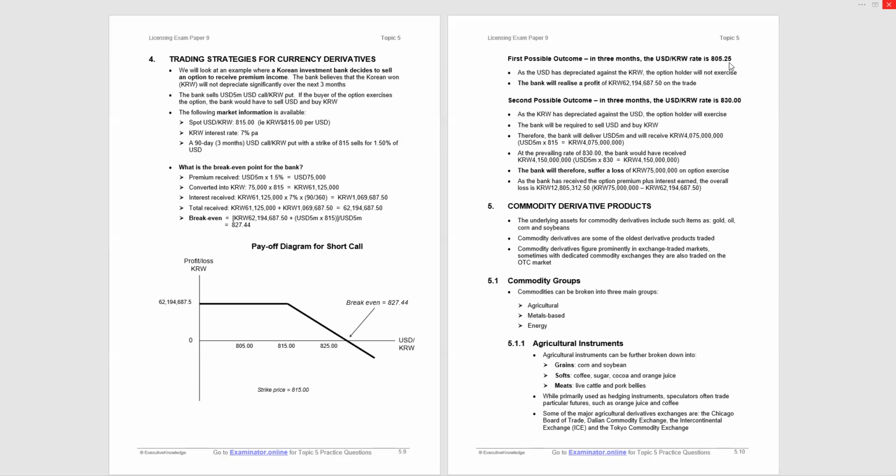So the first possible outcome in 3 months, the rate is 805.25. US dollar has appreciated against the won. Option holder will not exercise. They'll enjoy the better rate. The bank will realize the profit of the premium and interest.